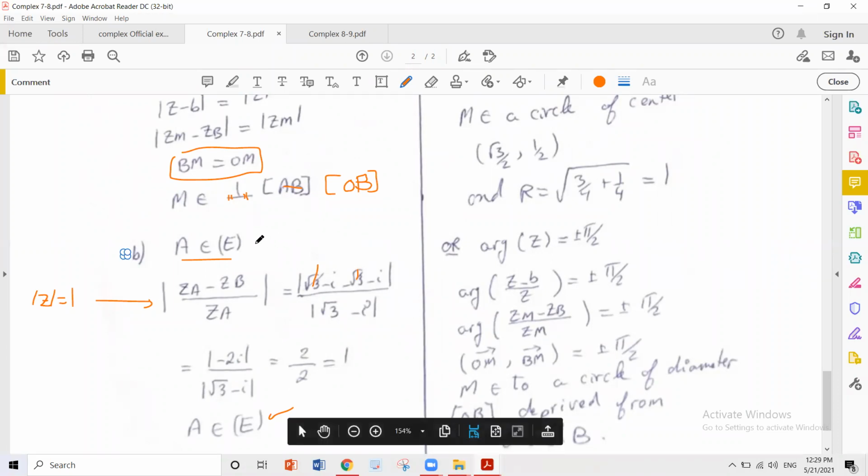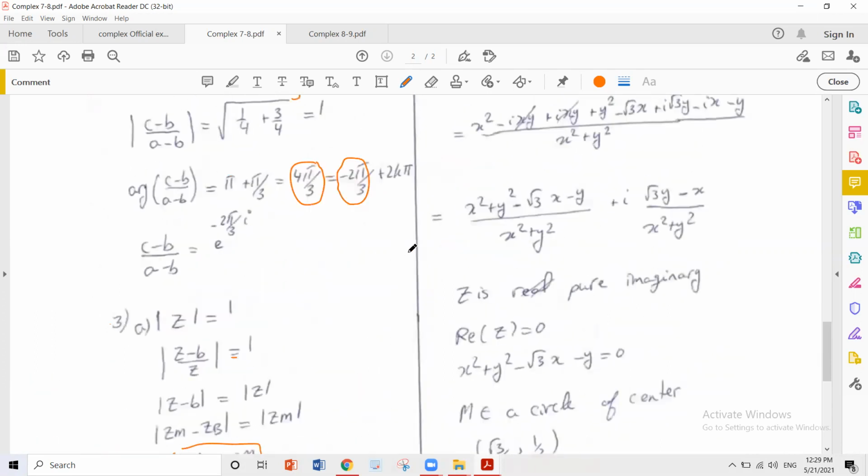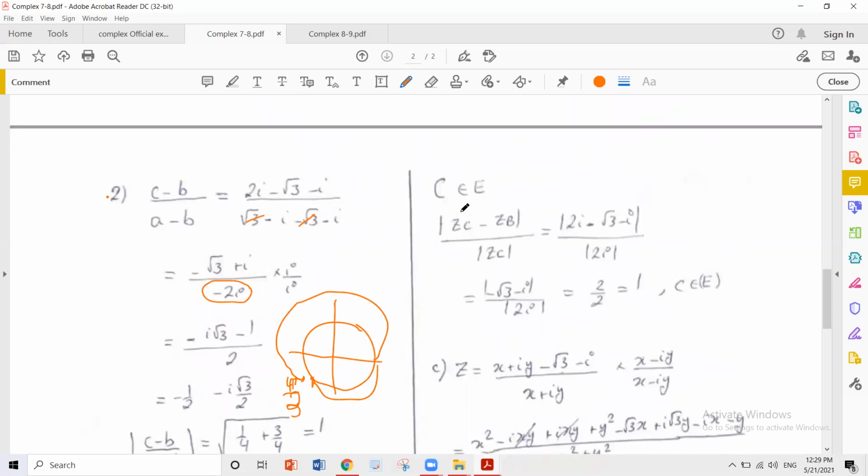Now to prove C belongs to E, the same, instead of Z, I put ZC. Modulus of ZC minus ZB over ZC, which is 2i minus radical 3 minus i over 2i. So modulus of minus radical 3 minus i over modulus of 2i. Radical 3 plus 1 is 2, over 2 equals 1. So C belongs to E.